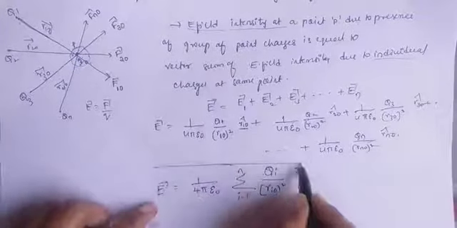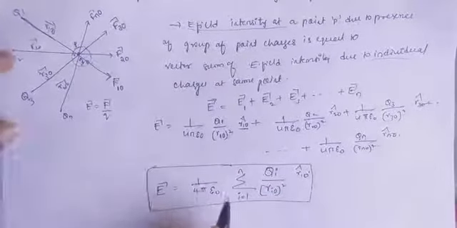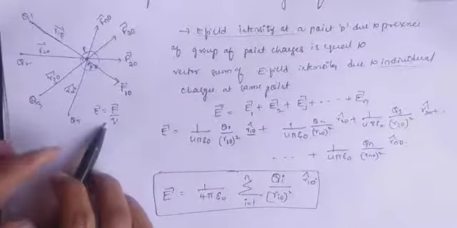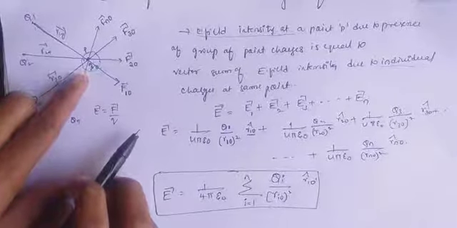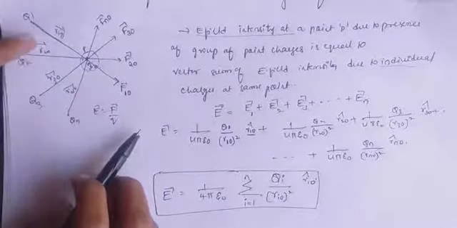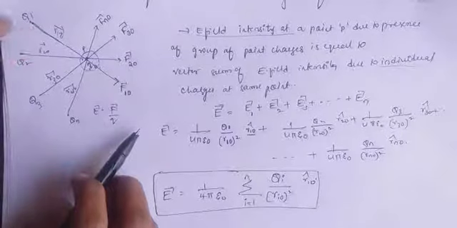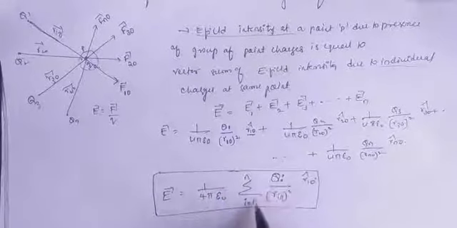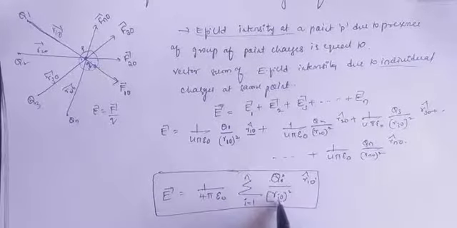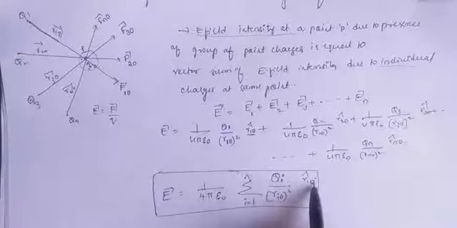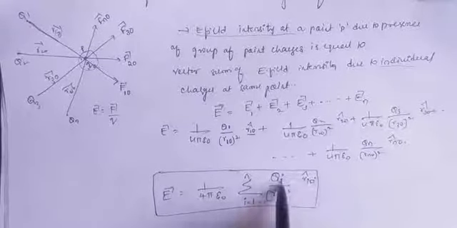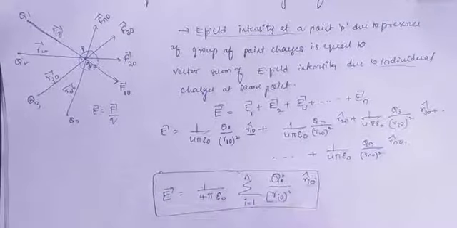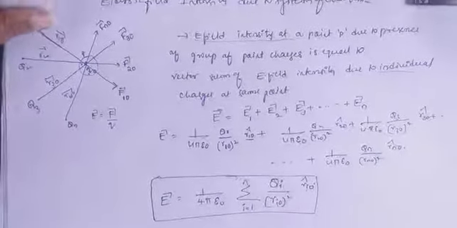This is the effect on the test charge due to all the source charges. That is, the electric field at this test charge is equal to the sum of the electric fields due to all the charges. So this is the summation: here i equals 1 gives q1, r10, r10 cap. Next, i equals 2 gives q2, r20, r20 cap, like that. So this is the electric field due to a system of charges.